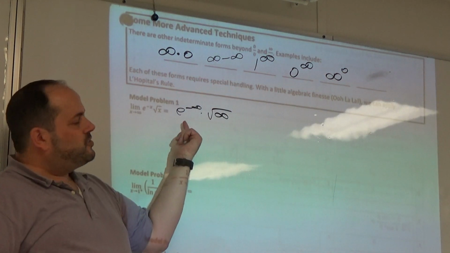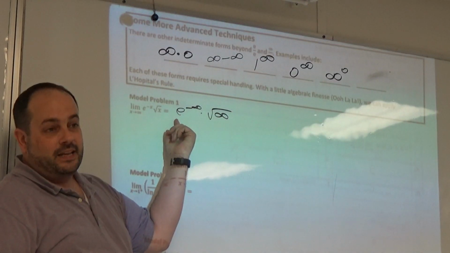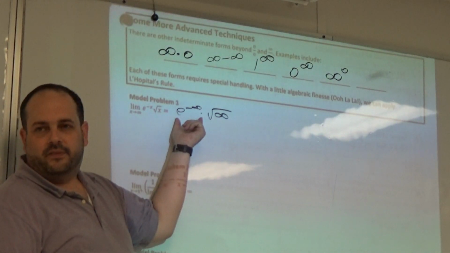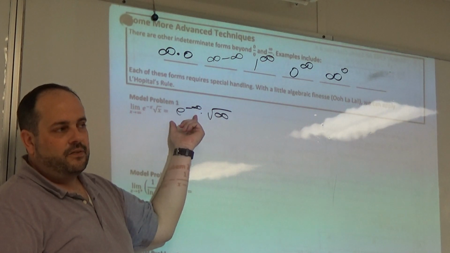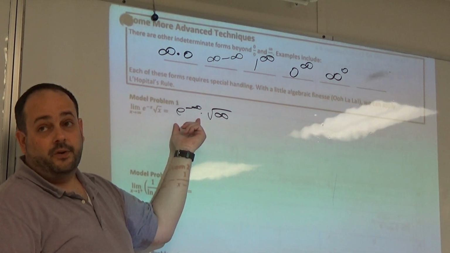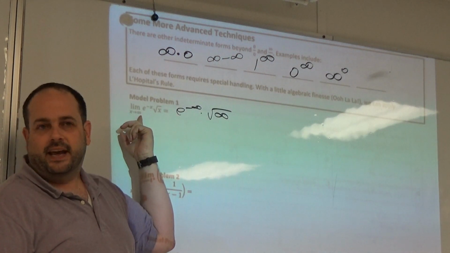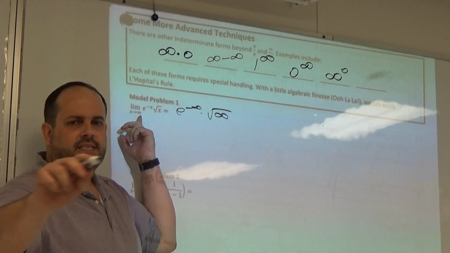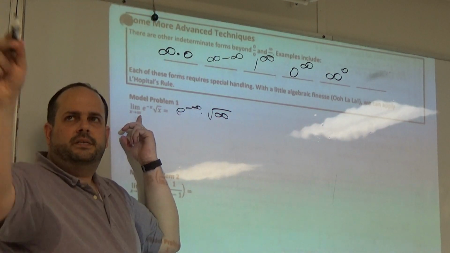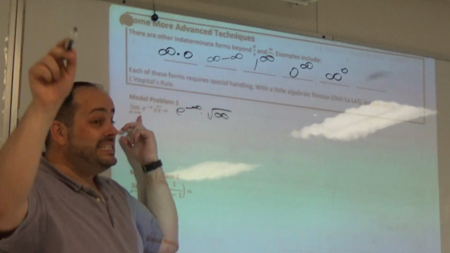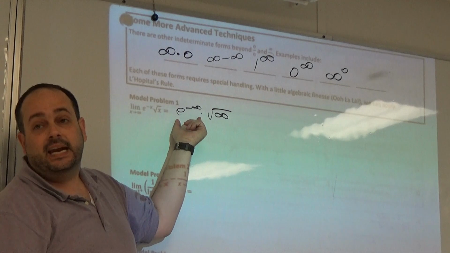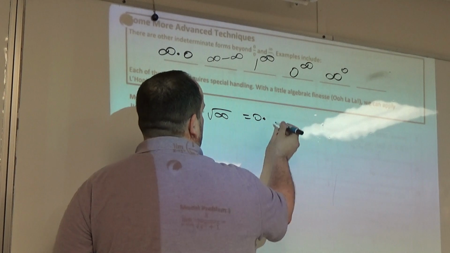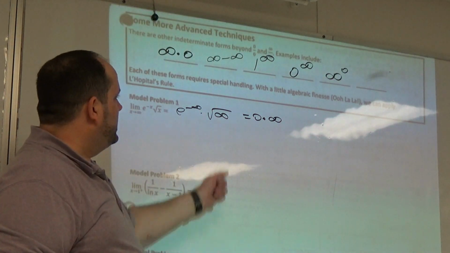For those of you that have just tried plugging in infinity, you're going to have something on your paper that looks like e to the negative infinity times the square root of infinity. What happens here? E to the negative infinity. It's not negative infinity. It's 0. If you think about the graph of e to the negative x, can you draw e to the negative x in the air? Does it increase or does it decrease? E to the negative x decreases. So as x approaches infinity, e to the negative infinity has to get close to 0. Square root of infinity is infinity. Indeterminate form.